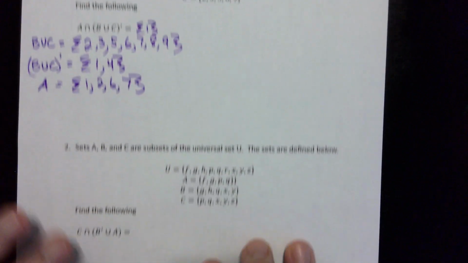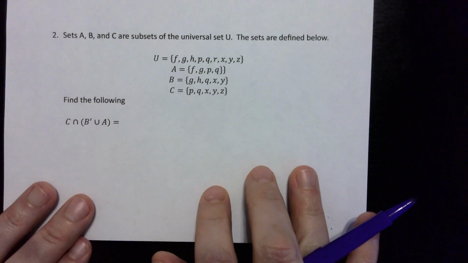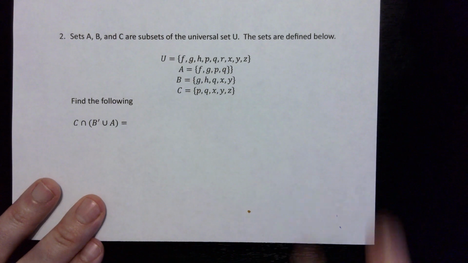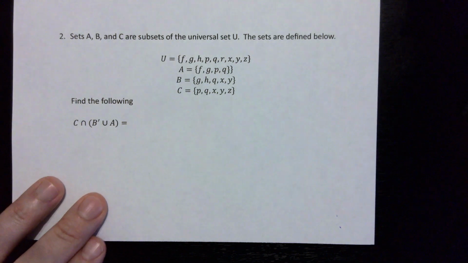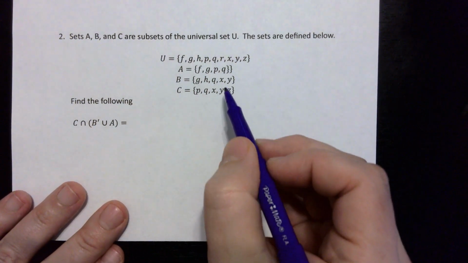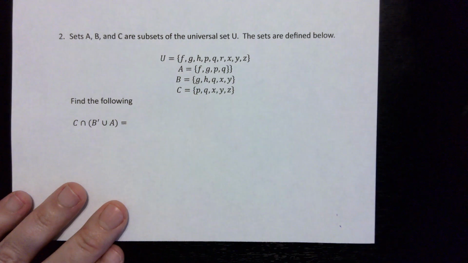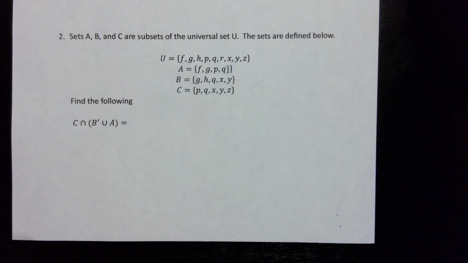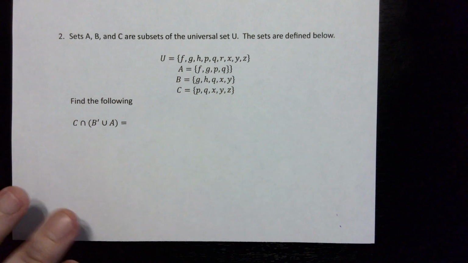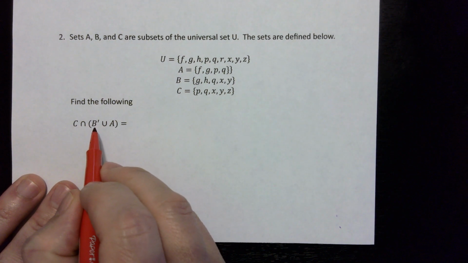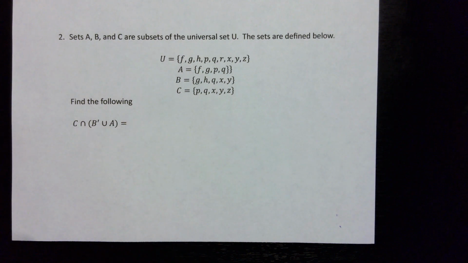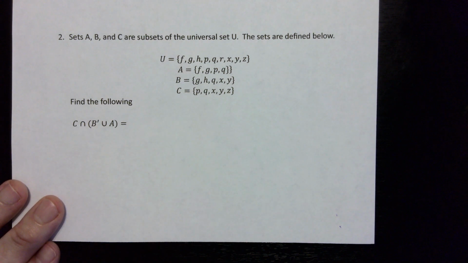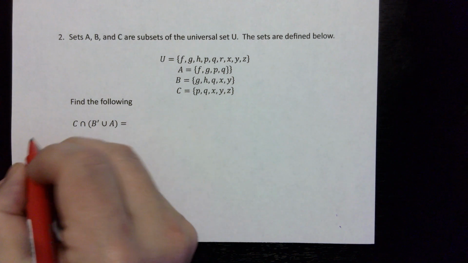Okay, let's look at the second problem. The universal set contains F, G, H, P, Q, R, X, Y, Z. And then A, B, and C are all subsets of that that contain various elements that are also in U. It's asking us to find C intersect (B complement union A). Again, that's a lot, but we can break it down. We know what C is and we know what A is. We don't know what B complement is, so let's write that down first.